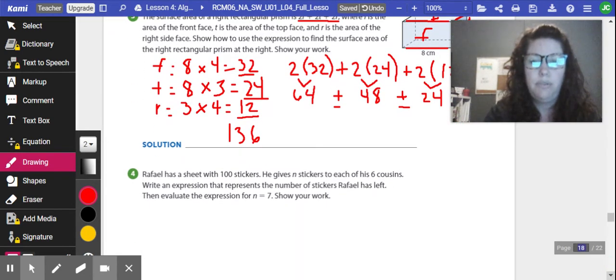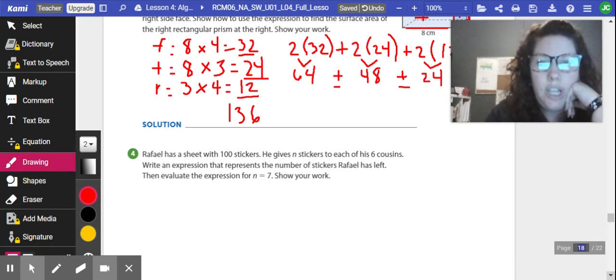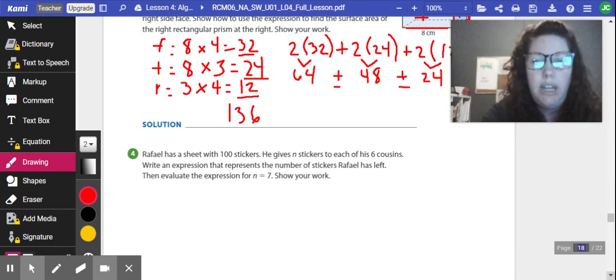All right, number 4. Raphael has a sheet with 100 stickers. He gives n stickers to each of his 6 cousins. Write an expression that represents the number of stickers Raphael has left. Then evaluate the expression for n equals 7. Okay, so first of all, we have to write an expression here.